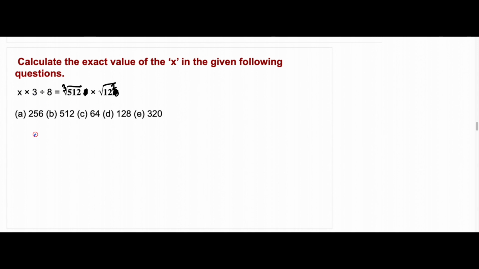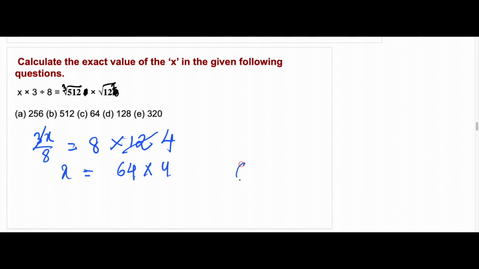x into 3 divided by 8, 3x by 8 equals cube root of 512. Cube root of 512 is 8, into square root of 12 square, which is 12. Okay, so we can cancel this one. So 8 into 4. So x is 8 into 8 into 4. 8 into 8 is 64, into 4 is 256. Option A is the answer.